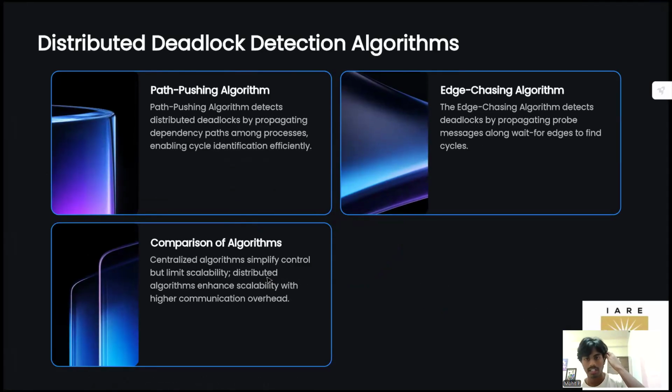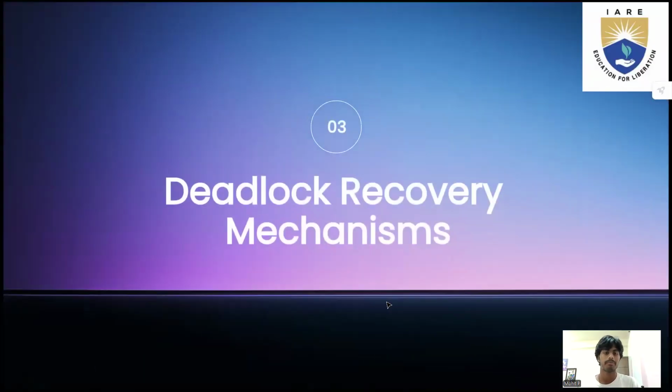Next, we have distributed deadlock detection algorithms. We have the path pushing algorithm, edge chasing, and a comparison of algorithms. The path pushing algorithm detects distributed deadlocks by propagating dependency paths among processes, enabling cycle identification efficiently. The edge chasing algorithm detects deadlocks by propagating probe messages along wait-for edges to find cycles. Centralized algorithms simplify control but limit scalability. Distributed algorithms enhance scalability with higher communication overhead.